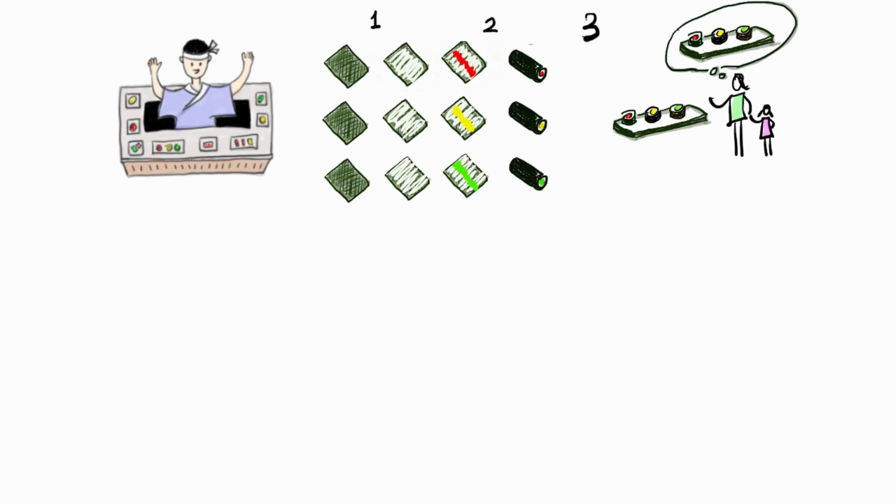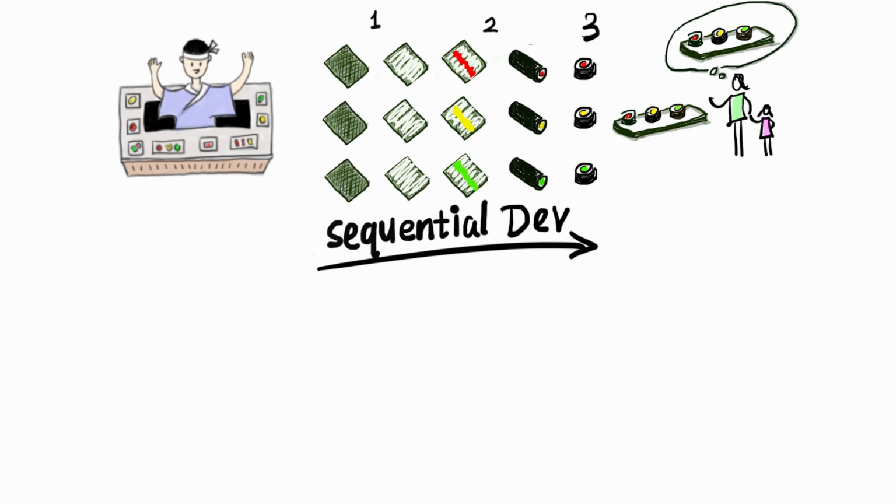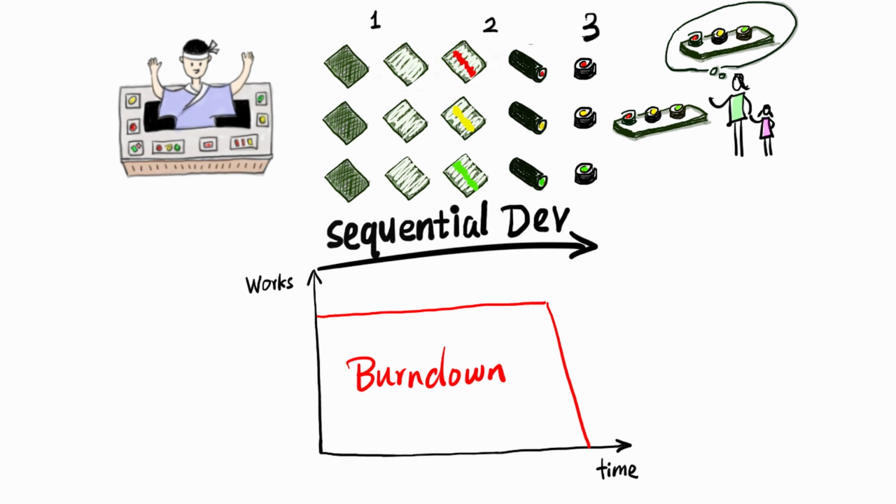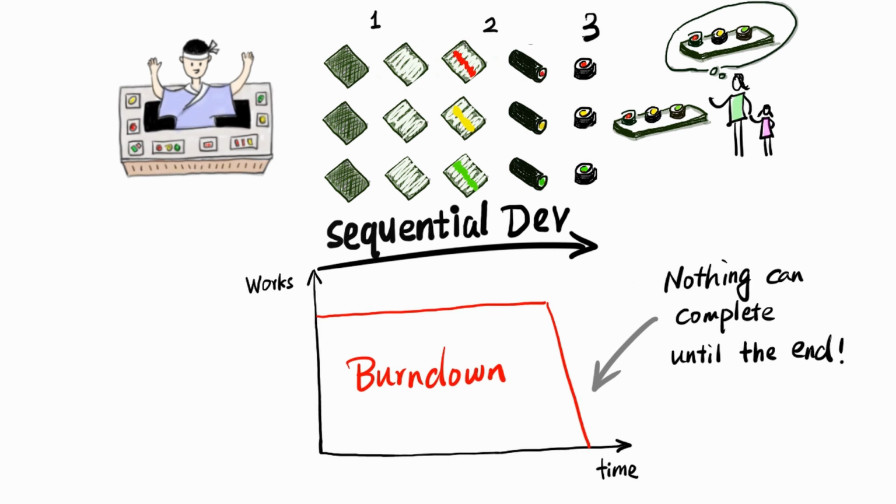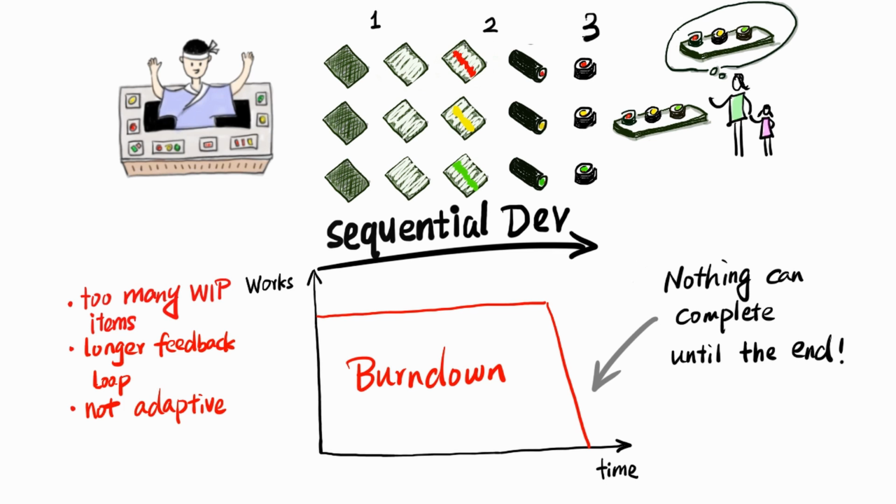This kind of approach is still a sequential approach. If we watch to see how each sushi has been made, the progress would look like this. All the sushis were in progress until the last step, everything completed together. This approach will cause too many things that are work in progress, which will lead to a long feedback loop. Also, as the example showed, it is not adaptive to the new customer requests.